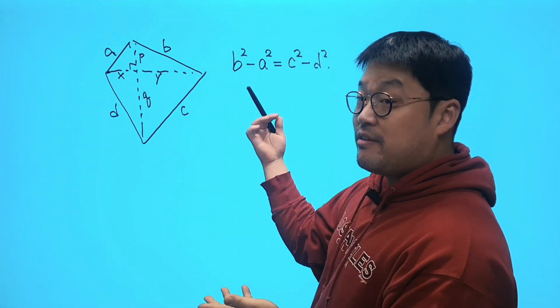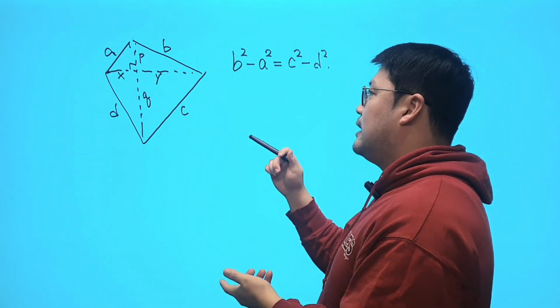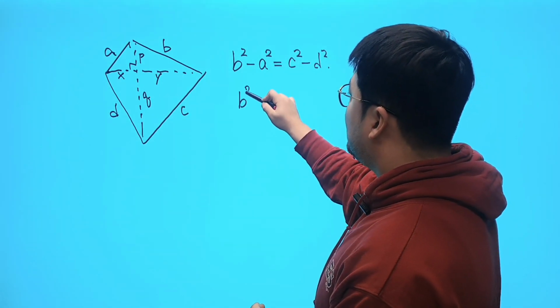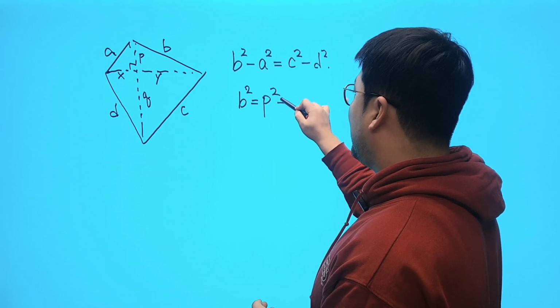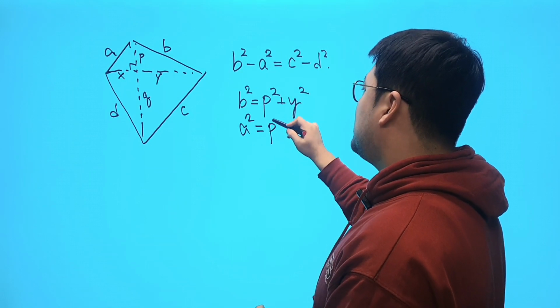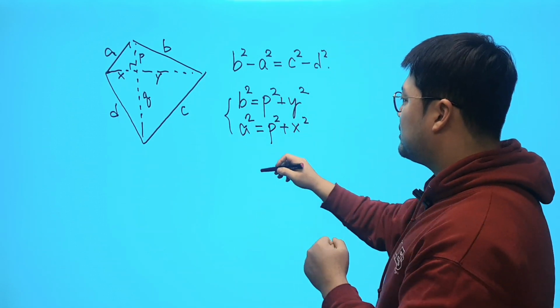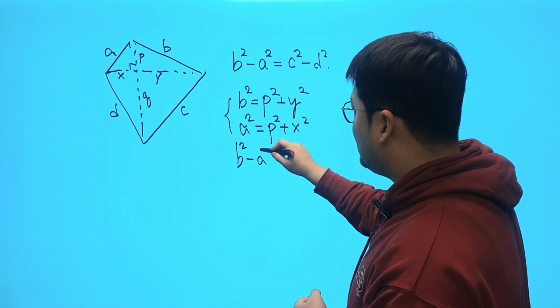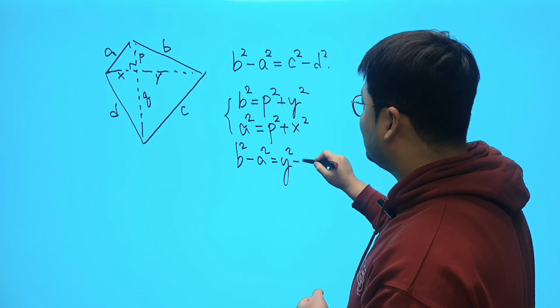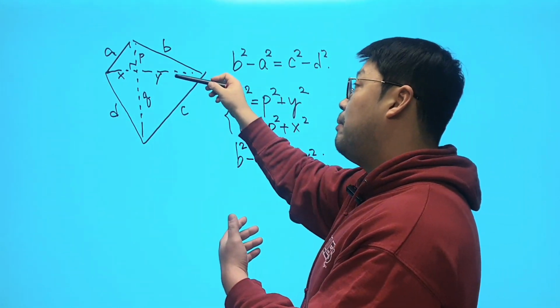We understood from the very first triangle, especially when p becomes the height, I can actually say that b squared equals p squared plus y squared. But at the same time, you can say that a squared equals p squared plus x squared. So if you subtract these two expressions, we get b squared minus a squared equals y squared minus x squared. Now, what is y squared minus x squared on the bottom triangle?